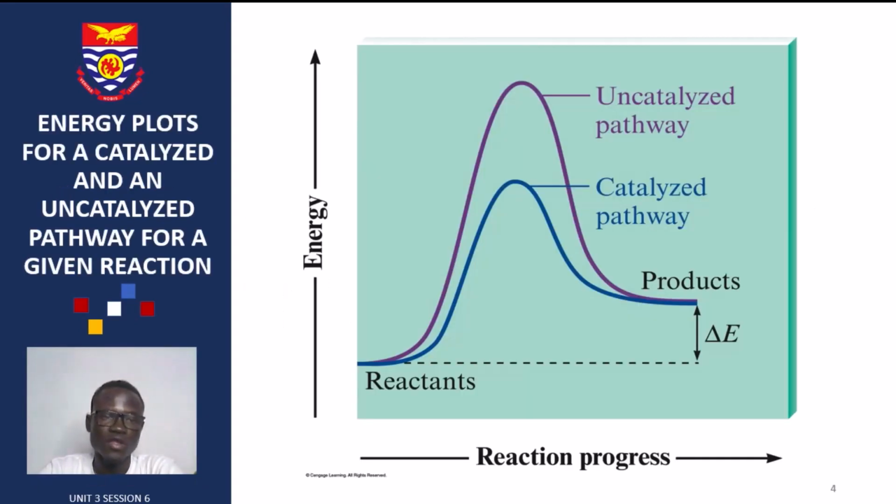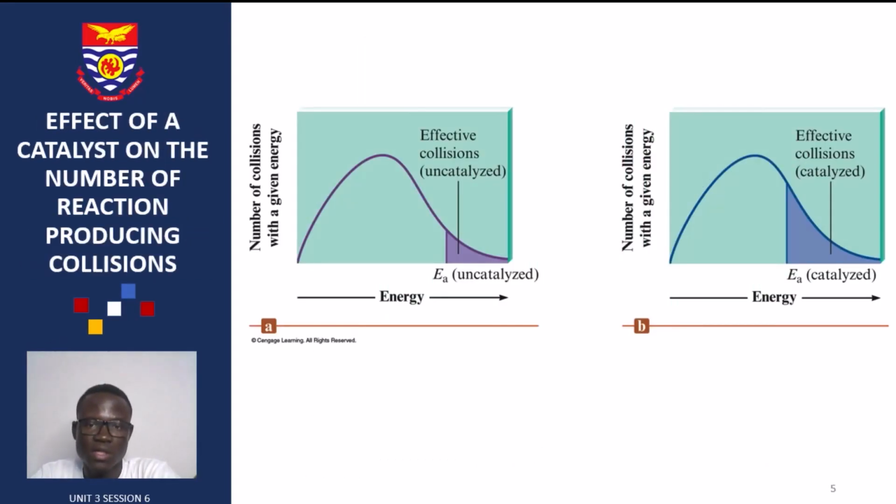So this is an energy plot for a catalyzed and an uncatalyzed pathway for a given reaction. Like we said, this is a catalyzed pathway and this is the uncatalyzed pathway. I hope this is self-explanatory. So effective collisions on uncatalyzed, then we have effective collisions on catalyzed. Realize that the product increases here as compared to this one. So this is for uncatalyzed and this is for catalyzed reaction.